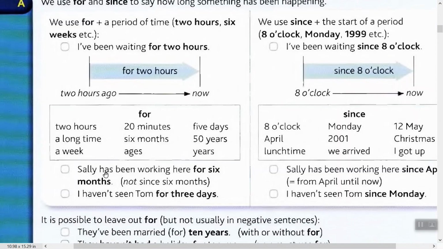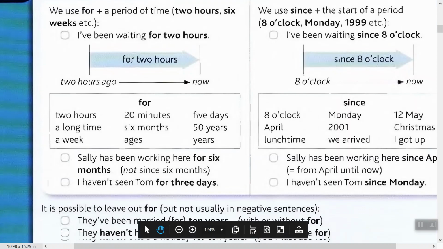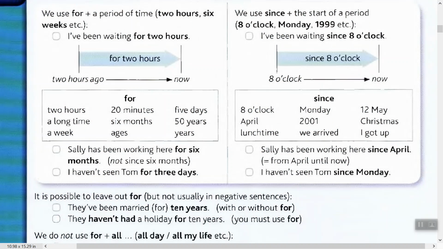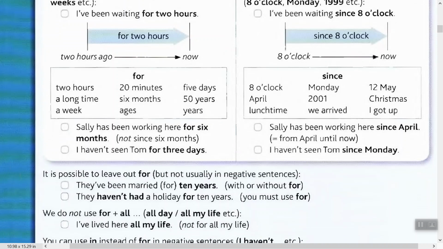Here we have another example. Sally has been working here for 6 months, not since 6 months. I haven't seen Tom for 3 days. Sally has been working here since April. You see, since April. It means what? From April until now. I haven't seen Tom since Monday. Since Monday till now. Now is Saturday. You see the beginning till now. I hope it's very clear.